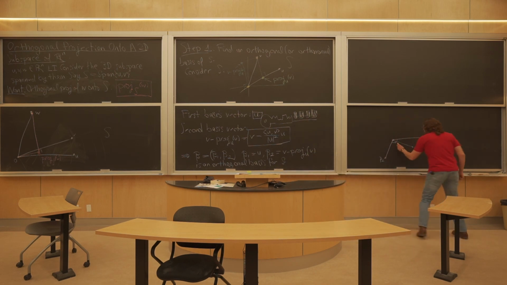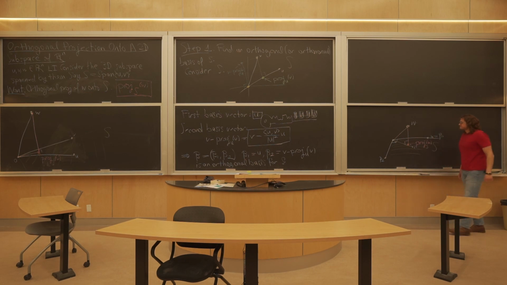So this is S. This plane is S. Okay? And somewhere here is W. And now this picture is this. Okay? This is proj sub S of W. Now, any guesses as to how I can come up with a formula for this?